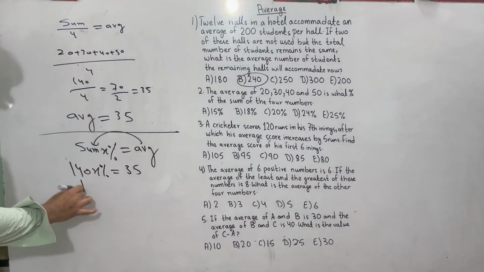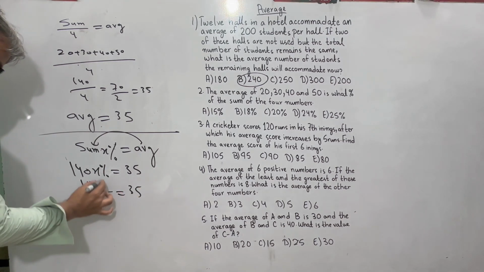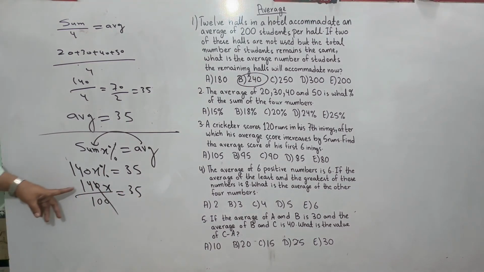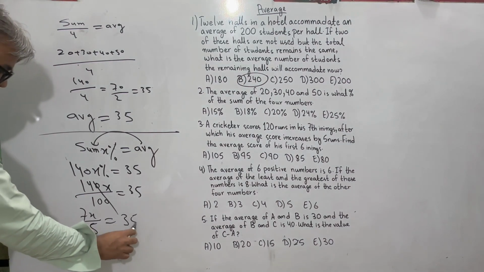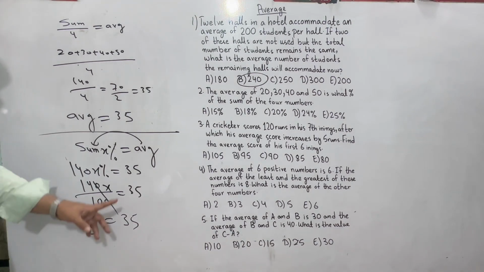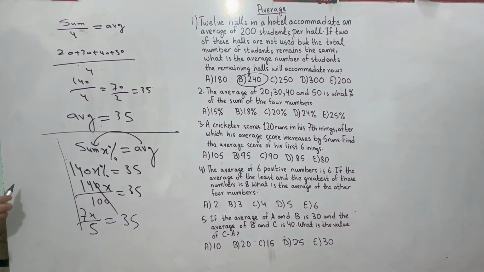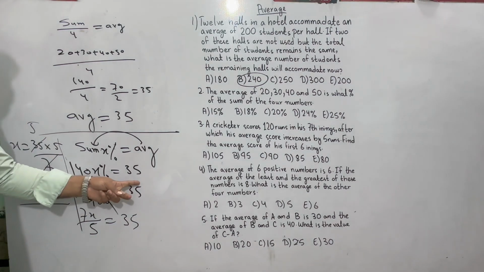To remove percent, divide by 100. So x over 100 times 140 is equal to 35. Cancelling zeros and applying table of 2, 7x over 5 is equal to 35. Solve for x: 5 is in multiplication and 7 is in division. So x is equal to 35 times 5 divided by 7, which is 5 times 5, 25%. Now we can say that 25% of the sum of four numbers is equal to the average of these numbers.